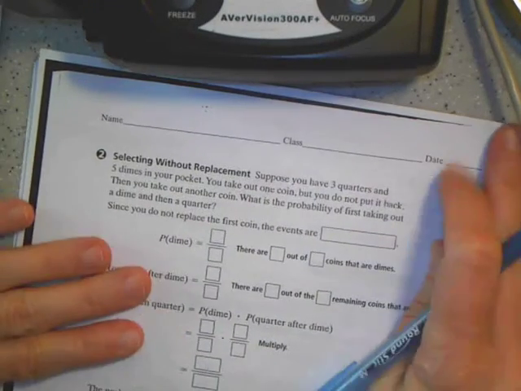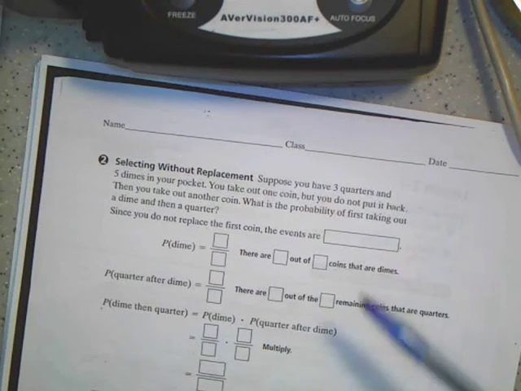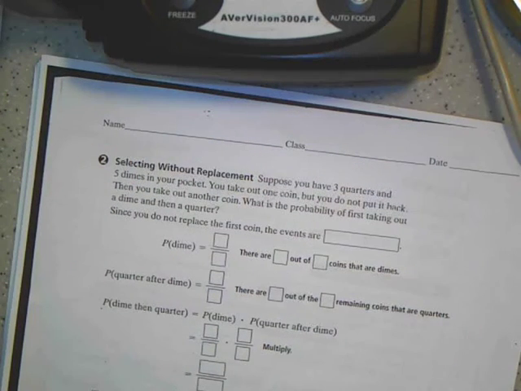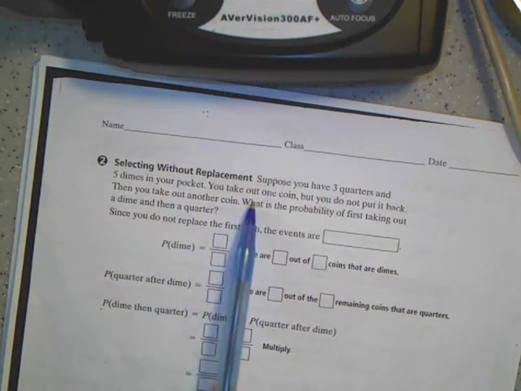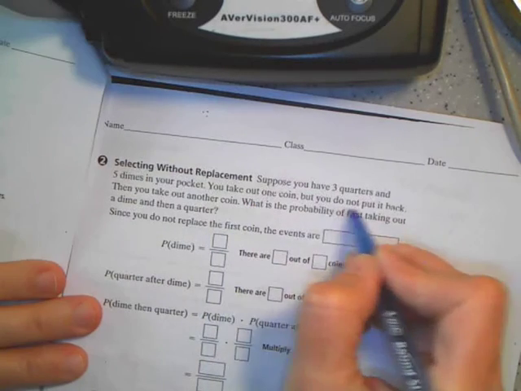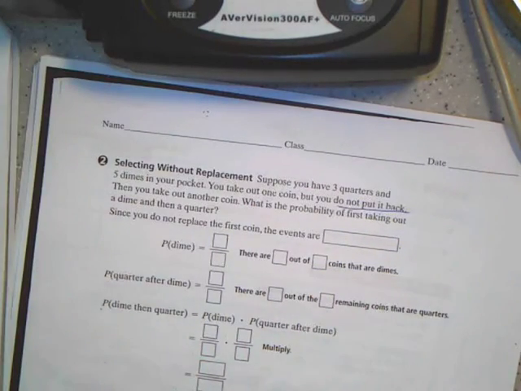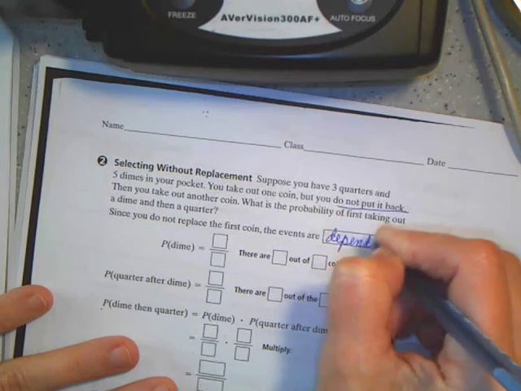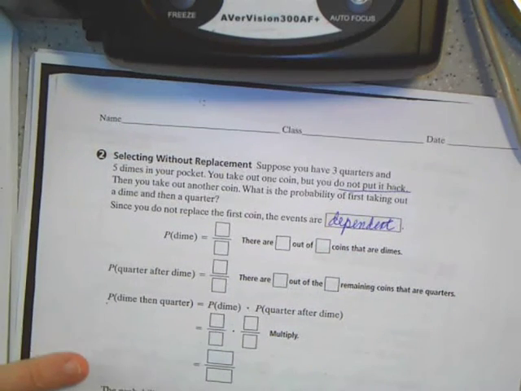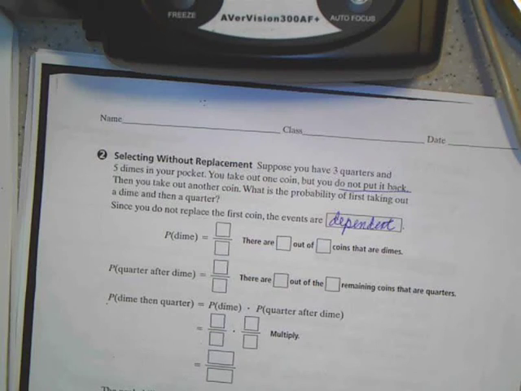Selecting without replacement. Now this means that the events are going to actually be dependent, because you're going to change something after the first event occurs. Your sample space is going to change. So suppose you have 3 quarters and 5 dimes in your pocket. You take out one coin, but you do not put it back. So that's crucial. You do not put it back. Then you take out another coin. What is the probability of first taking out a dime and then a quarter? Since you do not replace the first coin, the events are dependent. Okay, so whatever happens with the first event does affect what can happen in the second event.